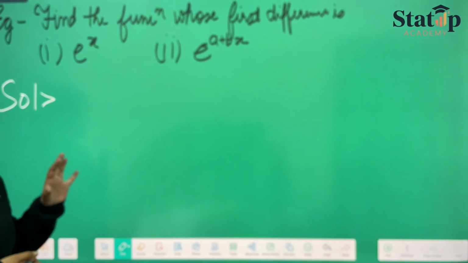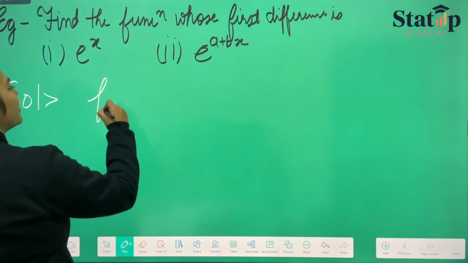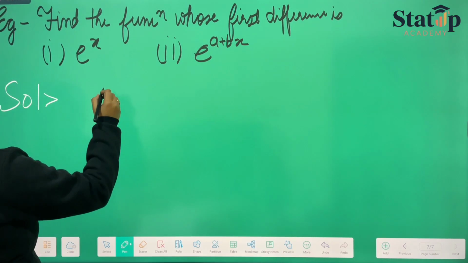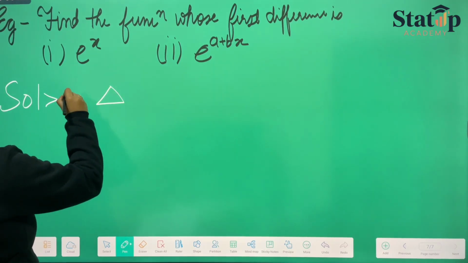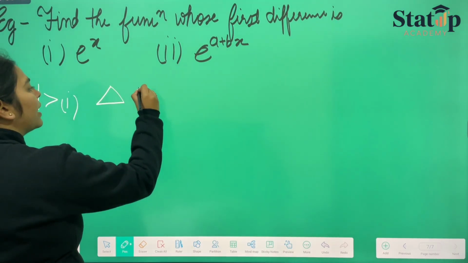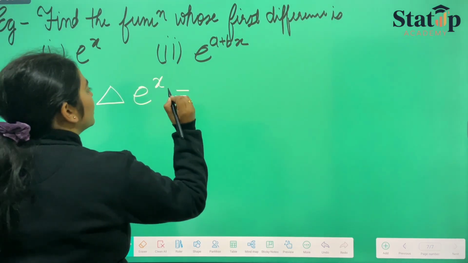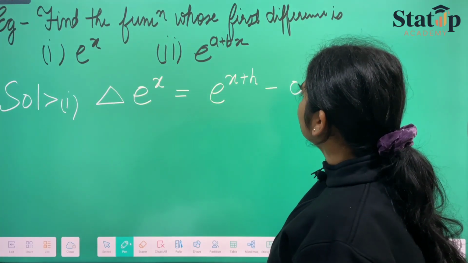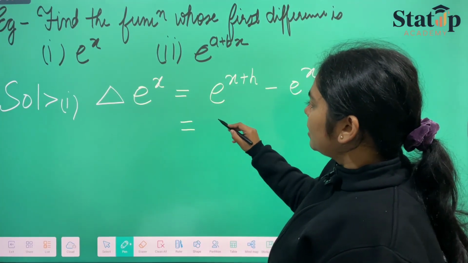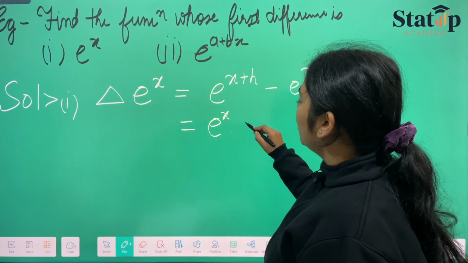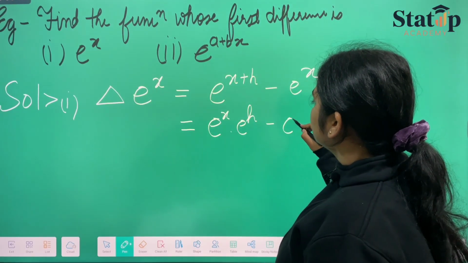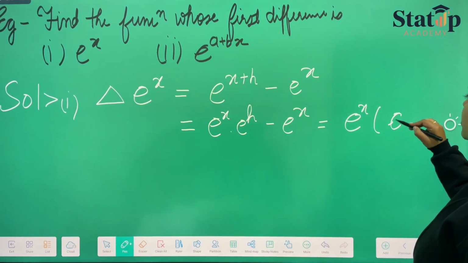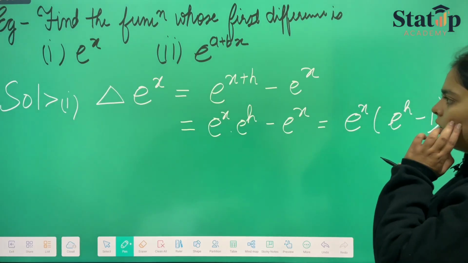Now, let us say that f(x) is nothing but e to the power x. Solving the first part first, we will find the first difference of e raised to the power x. The first difference of e raised to the power x will be e raised to the power x plus h minus e raised to the power x. By the exponential theorems, if we take e raised to the power x common, this can be written as e raised to the power x into e raised to the power h minus 1.